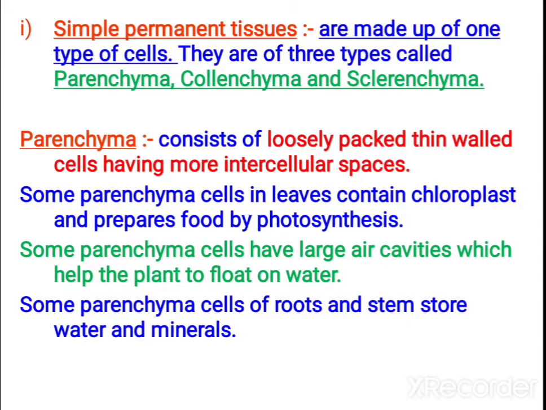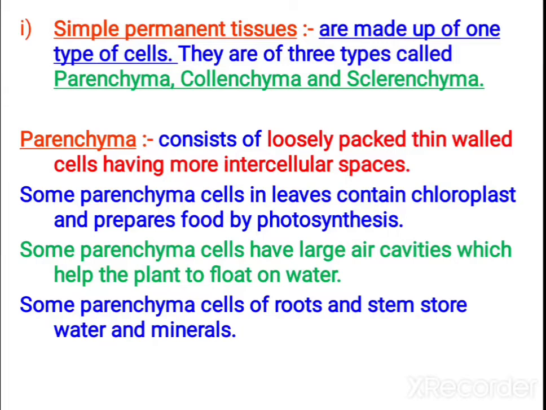As we already studied, simple permanent tissues are made up of only one type of cells. There are three types of simple permanent tissue: parenchyma, collenchyma and sclerenchyma. Parenchyma consists of loosely packed thin-walled cells having more intercellular space. When you observe parenchyma cells, they are present in leaves and they contain chloroplast. If they contain chloroplast, they are helpful in photosynthesis also. This type of parenchyma is called chlorenchyma.